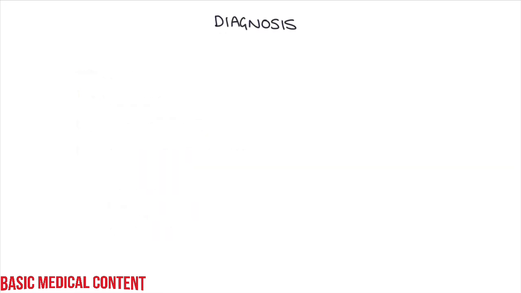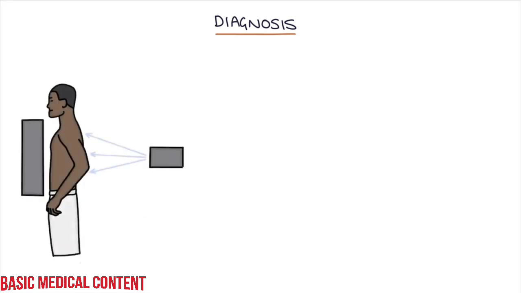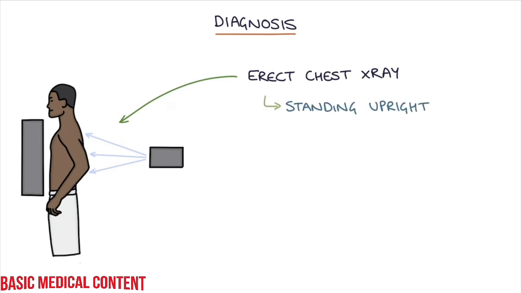The way to diagnose a pneumothorax is to use a chest X-ray, and an erect chest X-ray particularly is the investigation of choice for diagnosing a simple pneumothorax. And by erect, we mean that we want the patient to be standing upright with their lungs fully expanded so we get a really clear picture of the lung fields.